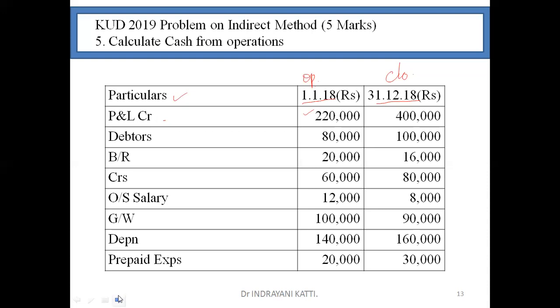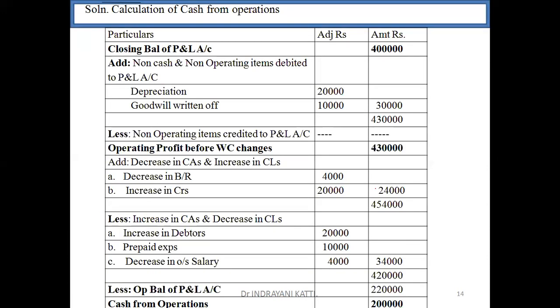Along with the current assets and current liabilities, what exactly is given is goodwill. These two are not current assets and current liabilities. So these two are called non-cash items. Depreciation and goodwill, opening as well as closing, are given. So how are we going to calculate? Let's focus on the solution.